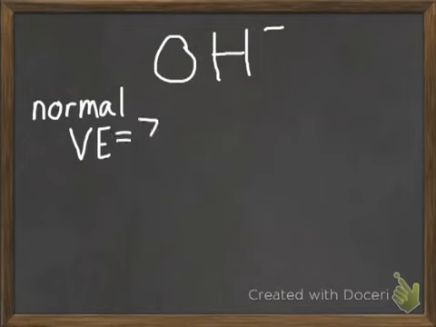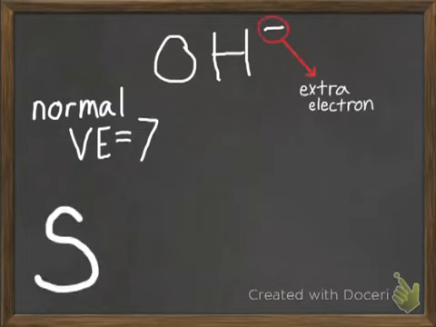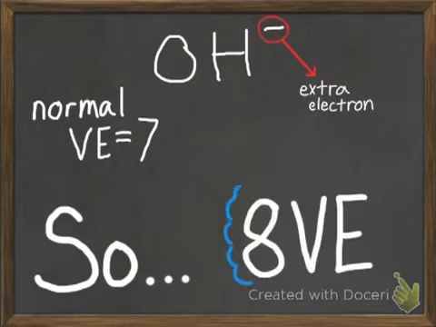So here's a polyatomic ion that's called hydroxide, and its molecular formula is OH-. Normally it would have 7 valence electrons, because oxygen is bringing 6 and hydrogen is bringing 1. However, you have to notice this little negative sign. That means we have an extra electron. So instead of having 7 valence electrons, we actually have 8.